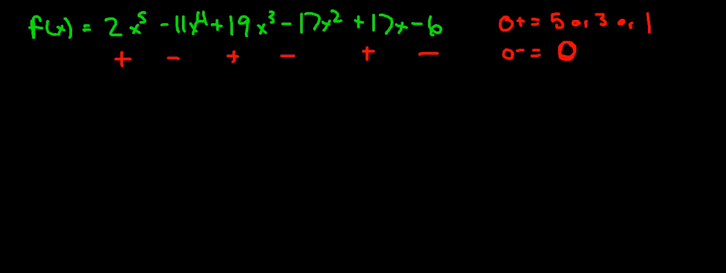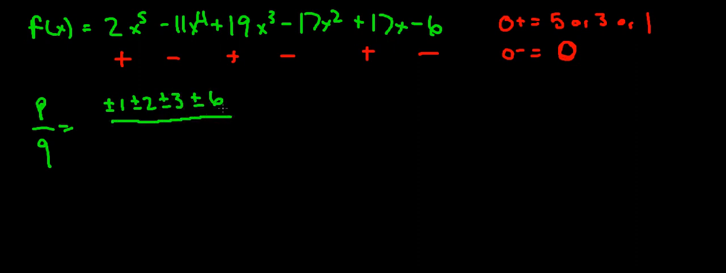So now let's do the P over Q test for this. So P over Q, coefficient of the constant, and the coefficient of the leading term. So the constant term here is 6. So we're going to have plus and minus 1, plus and minus 2, plus and minus 3, plus and minus 6. And here the coefficient of the leading term is not 1. So we're going to have plus and minus 1 and plus and minus 2.